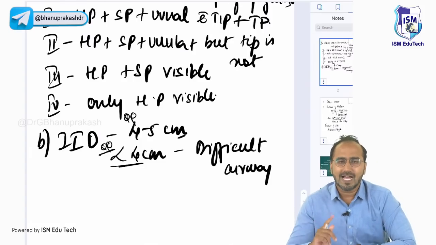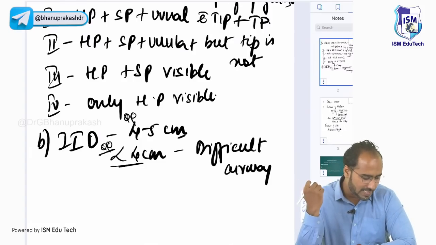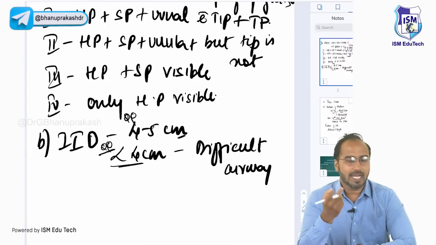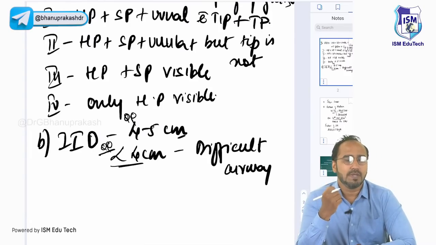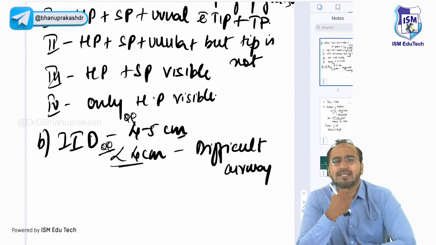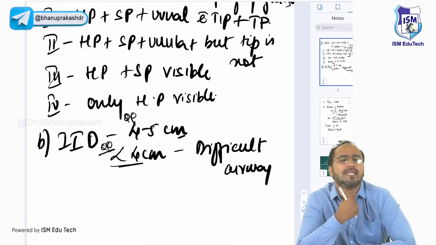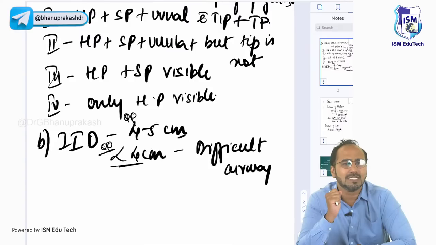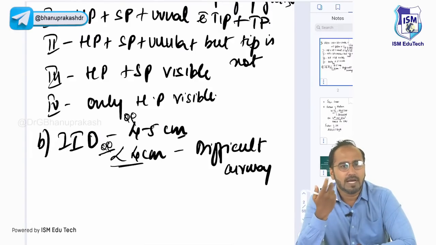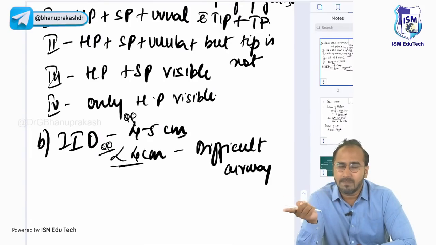So we have done the airway assessment by telling the patient to open the mouth. Tracheostomy can be possible if the patient's mouth opening is restricted and you cannot put the tube orally, then you can put the tube through the trachea. That is, cut open the trachea and directly put the tube inside. That is called tracheostomy. So Mallampati is done, IID is done.